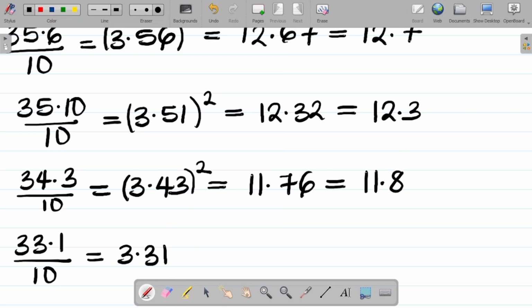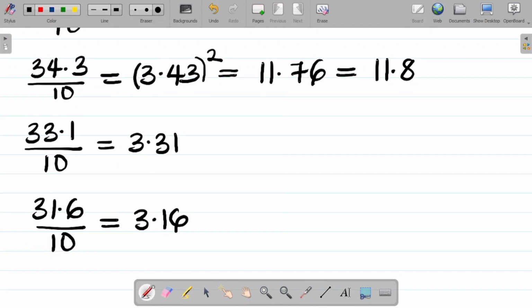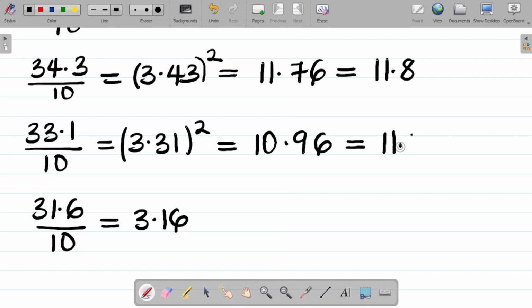Proceeding with this, next up I have 3.31 squared. 3.31 squared gives you 10.96. Approximate this to one decimal place gives you 11.0. Okay, now lastly, we now have 3.16.